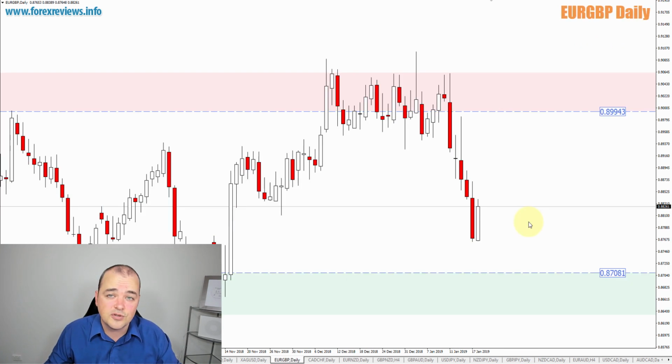The next pair to highlight is Euro GBP, and on the daily chart, last week in price action, Euro GBP continued to decline after the recent test of the 90-cent area, which is a potential bearish reference area on this market. And as you can see, last week price continued to decline to the downside from this bearish event zone, and now price is getting close to the 87 zone area.